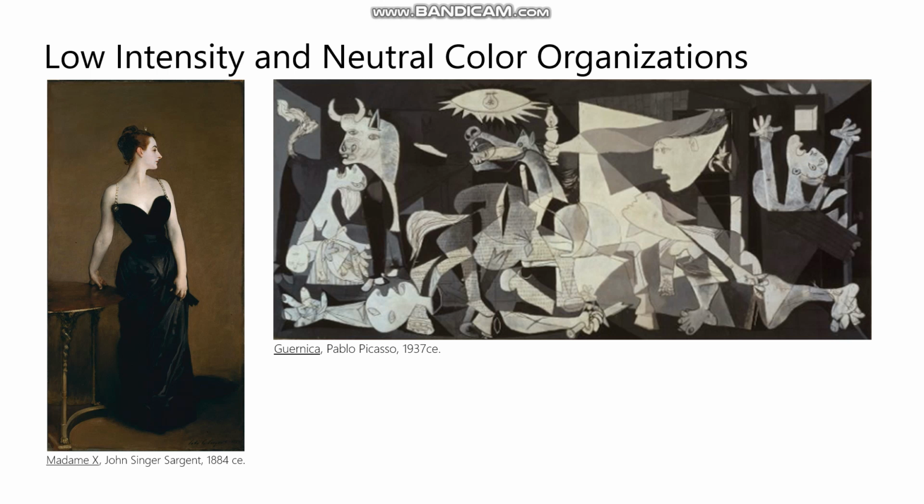Okay, welcome back to part two of our Color Basics lecture, one of the design themes for Unit 5. When we last left off, we were talking about low intensity and neutral color organizations, and I wanted to make the case for how important neutral colors can be, because color is as much in our imagination as it is in the reality of the light that goes into our eyes.